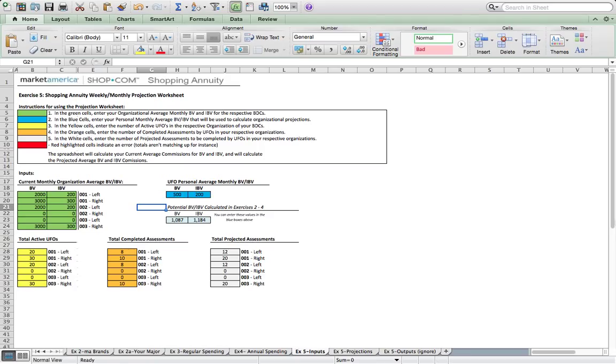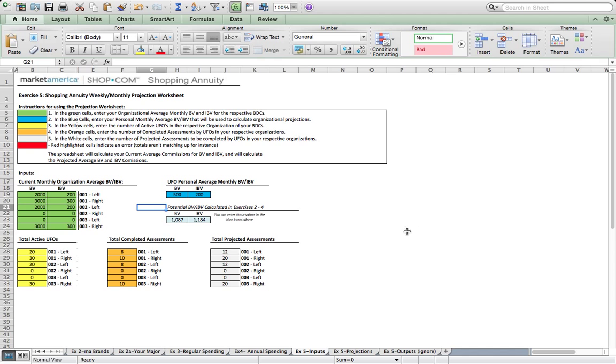Exercise 5, the last exercise in this series. Shopping Annuity Weekly Monthly Projection Worksheet. This now is going to summarize all the data that you inputted in the previous 4 exercises, and it allows you to take your existing organization, the amount of volume and people, and shows you if you then took each person through the assessment and the shopping annuity presentation and started duplicating the shopping annuity by converting what is spent over to earning, how much actual commissions you could be generating in your business.